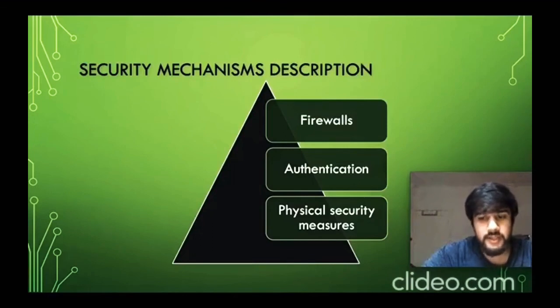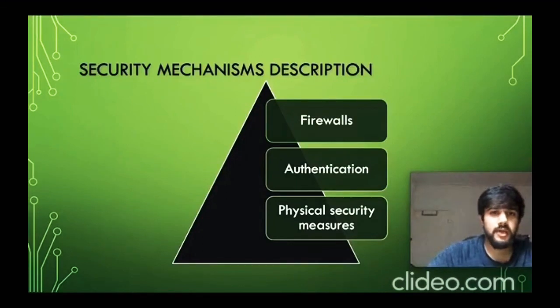The last thing is the physical security measures that we need to take. The router should be kept in a safe room, and only authorized persons should be allowed to access the room. Another physical security measure is hiring a security guard in front of the room and keeping a record of every person who goes in and out, so that if something bad happens, we can track the person. So this is the security mechanism description that I have described.